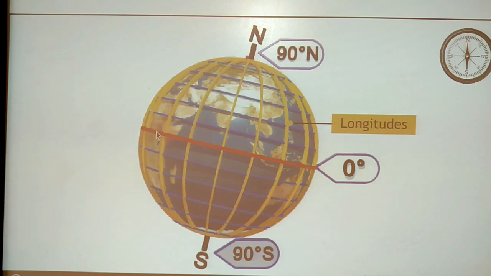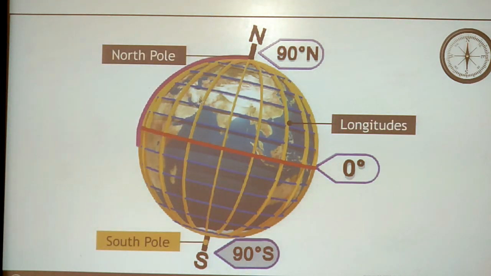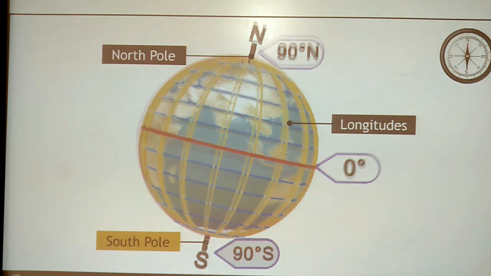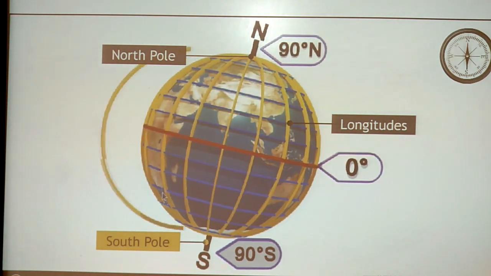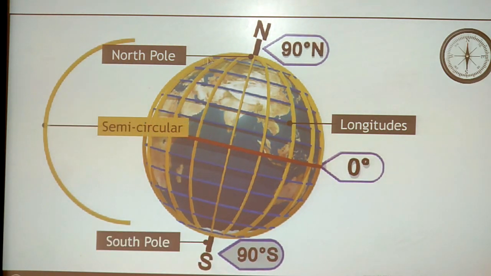As you can see in the picture, these lines from the north pole to the south pole make a semicircle. So these are the semicircular lines on the globe which are known as longitudes.